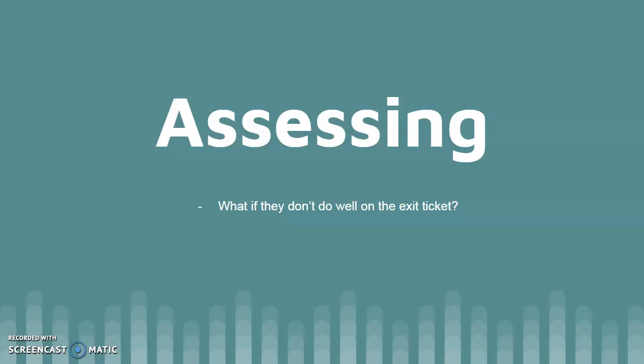A common question is, what happens if they don't do well on the exit ticket? If they don't perform to their expectations or yours, they're just going to go back and do another learn, whether that's meeting with the teacher, meeting with a peer, or watching a video again. Whatever it is, they need to make sure they understand what they're learning, and then they'll do some more practice. The idea of the assessment part is if you don't know it yet, that's okay. You always have an opportunity to go back and practice some more, and then have another time to show what you know.